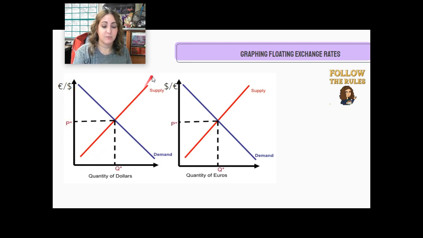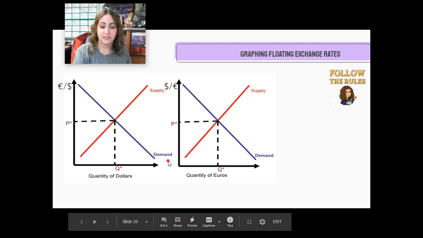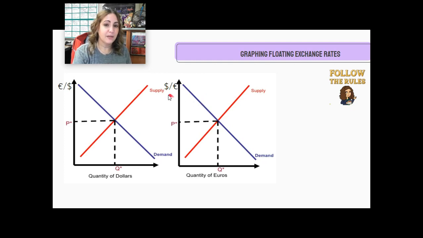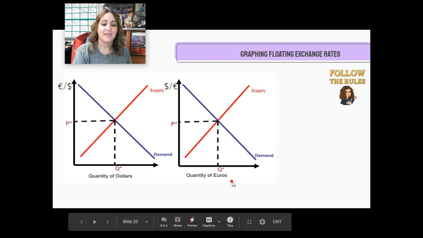We have a regular supply curve labeled S for supply, a regular demand curve labeled D for demand. Don't forget your boops. Boop, boop, boop. Same thing on the euro graph. We're going to this time have dollars over euro. How many dollars do I need per euro? Dollars per euro. That's how you would say that. And then the demand curve is sloped downwards, labeled D. Supply is sloped upwards, labeled S. And then quantity down here on the x-axis. And don't forget your boops.